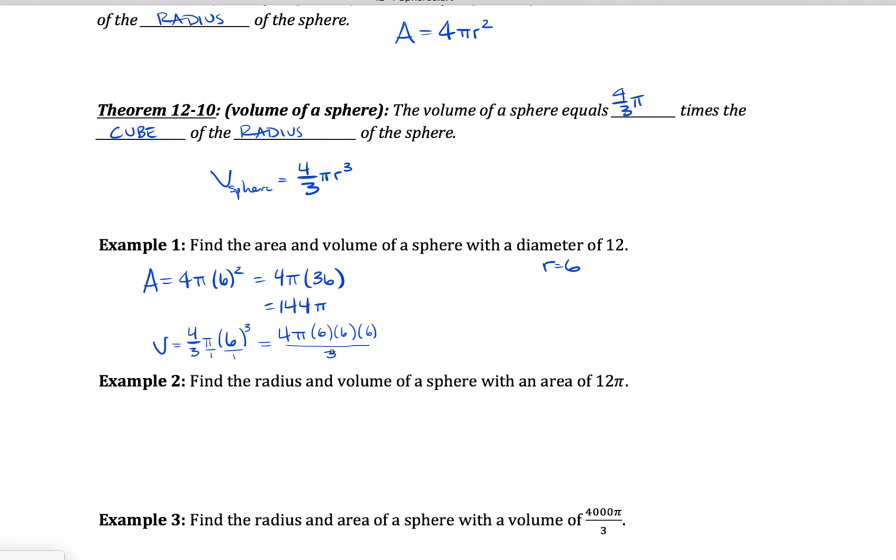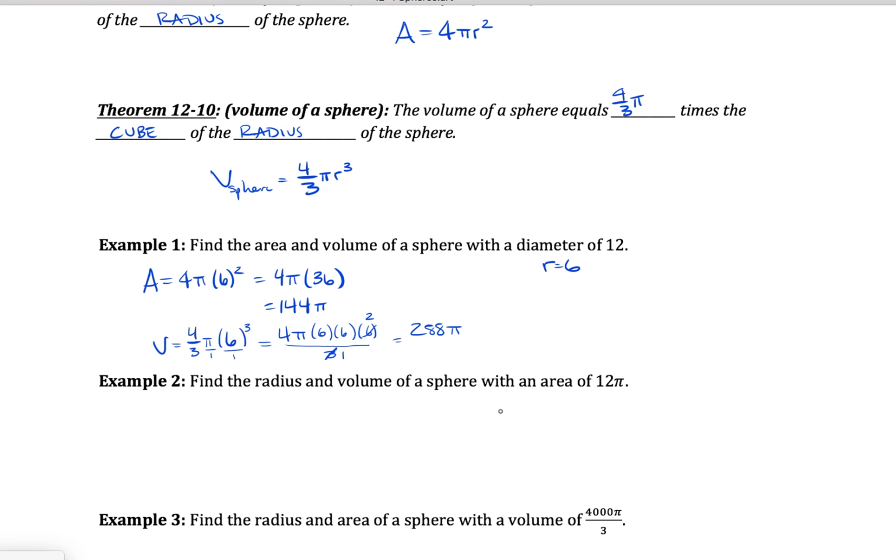Why did I do that? Because I can take this 3, cancel it out, turn it into a 1, and turn one of these 6's into a 2. And so now what you can see I have is 4 times 6 times 6 times 2, or I have 8 times 36, which is going to give me 288, and then of course I have to stick on the pi there. So the volume would be 288 pi, area is 144 pi.